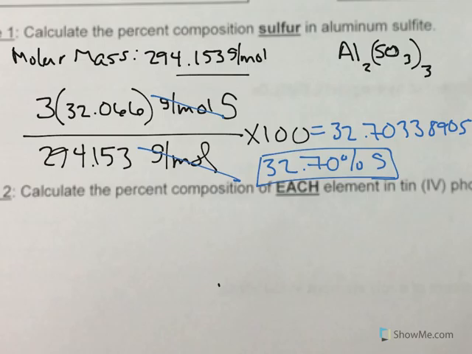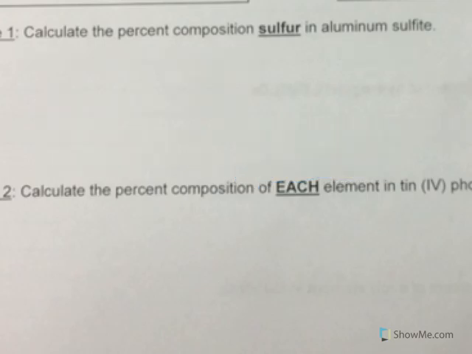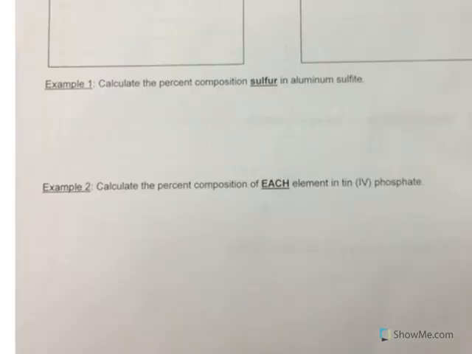Okay? So let's do another example. Now this time, instead of just asking for a single element, they want every single element in tin(IV) phosphate. So let's start with simply the formula.